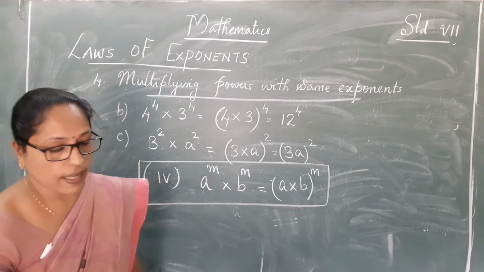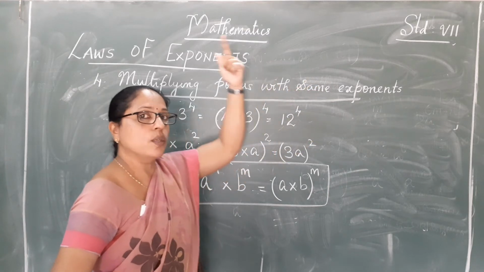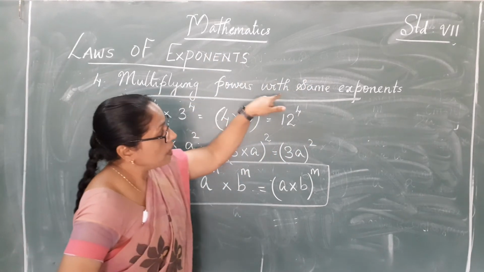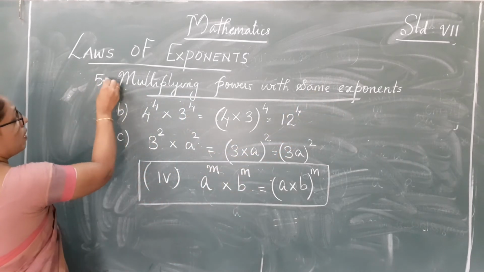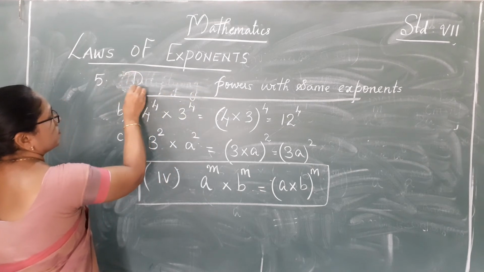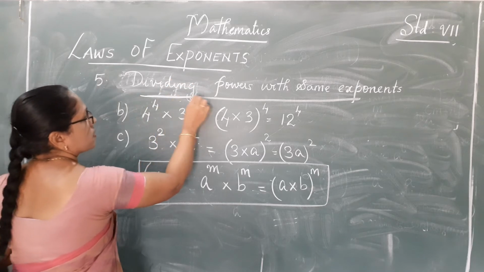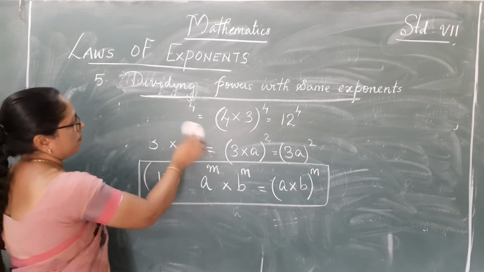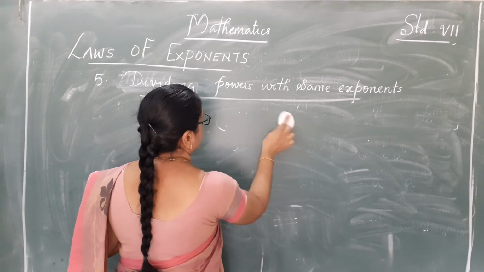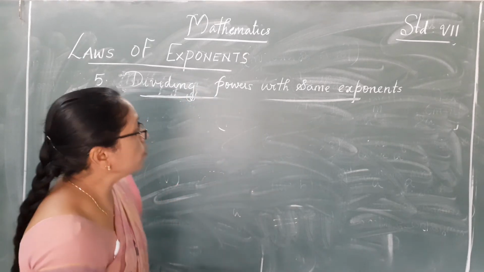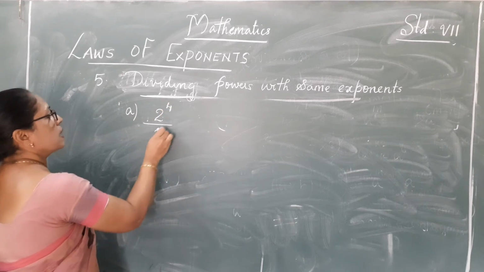Okay. So now next we move on to, as we learn this multiplying powers with the same exponents, it has the opposite. That is dividing powers with the same exponent. Okay. So law number 5, dividing powers with the same exponents. Okay. So example, 2 raised to 4 divided by 3 raised to 4.